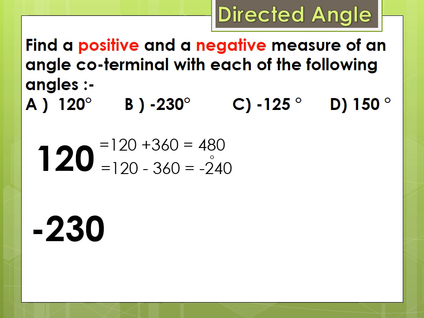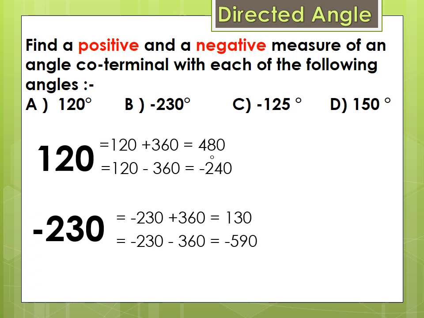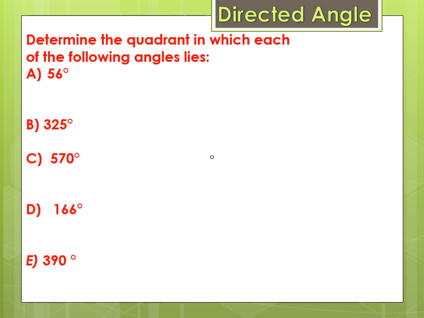So 480 and negative 240 and 120, they are equivalent. By the same way, you have here negative 230. I need positive and negative, minus and plus with 360, you will get one positive and one negative. They are equivalent also. By the same way you can solve.